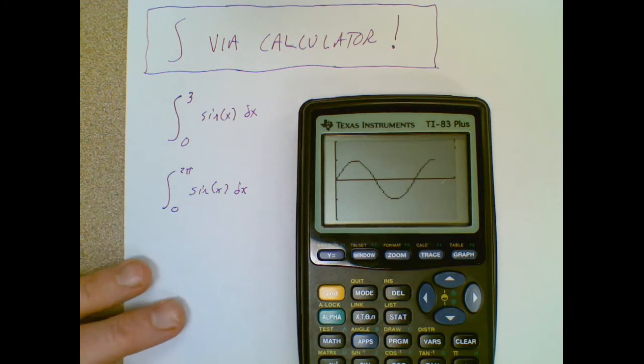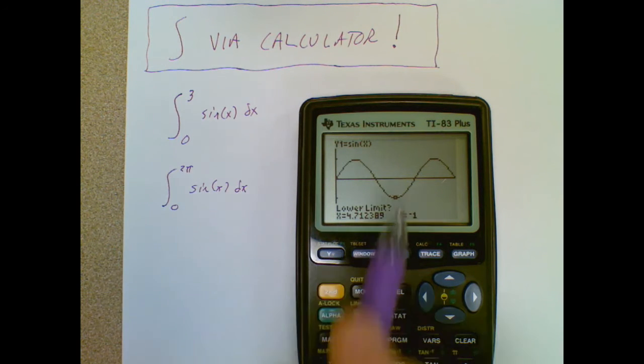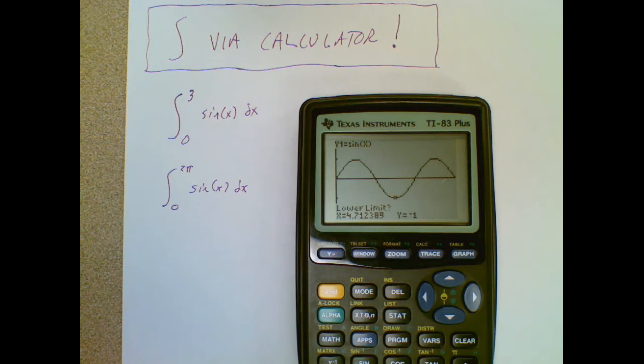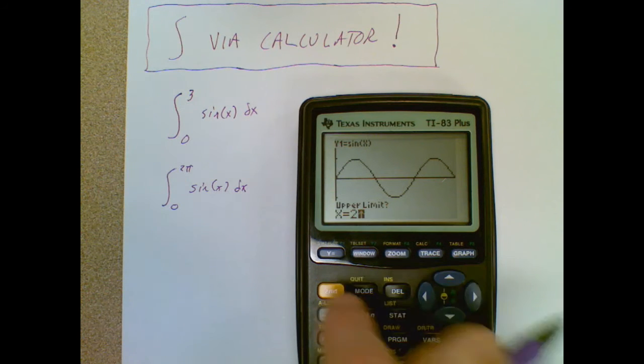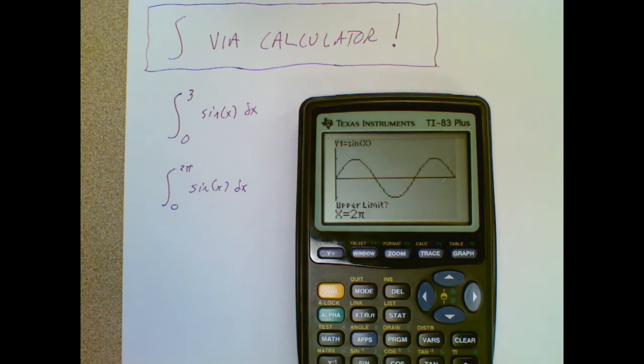So with the newer calculators and other methods, you don't get the graph, and it's faster, but you don't get the picture of the shading, which sometimes helps. The newer calculators will still do this method as well. Lower limit of 0, upper limit of 2 pi, and now you should see shading go all the way from here to here.